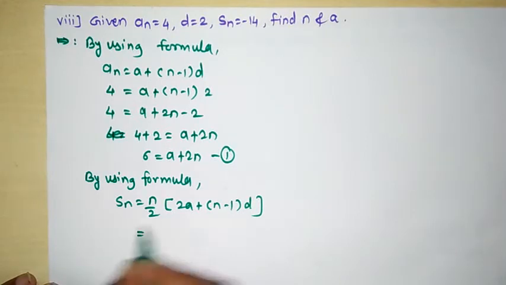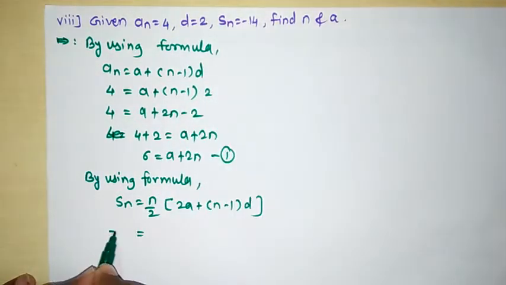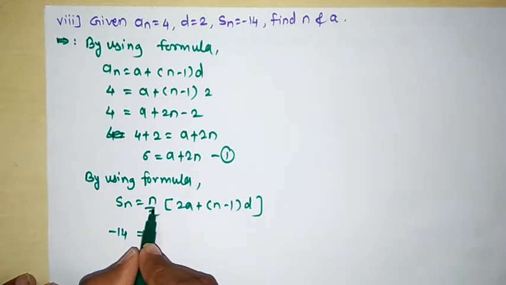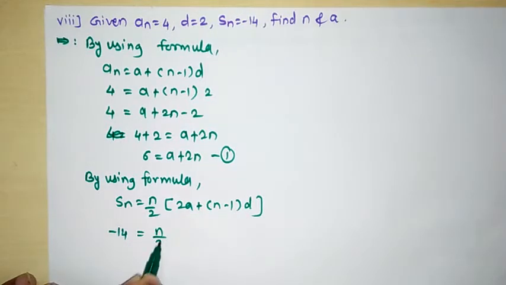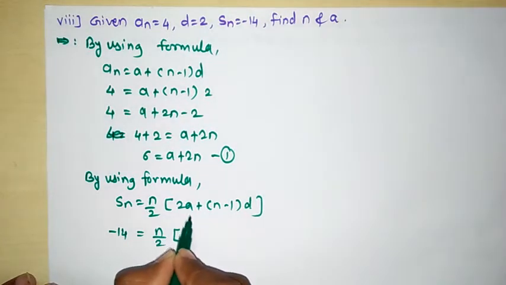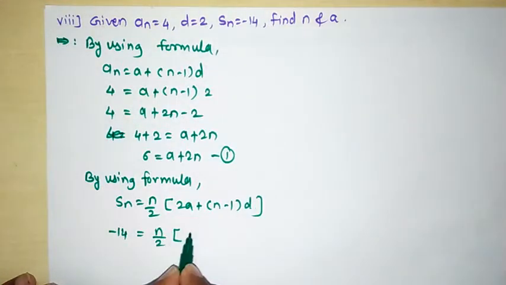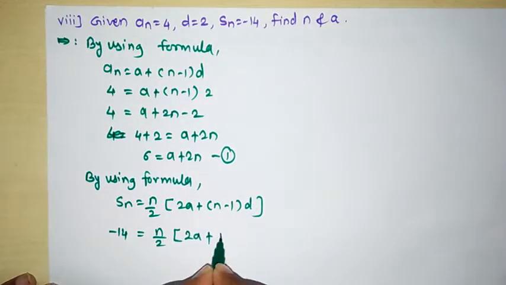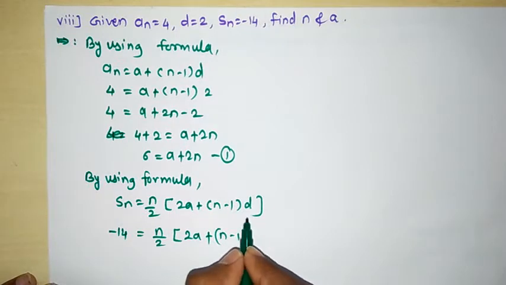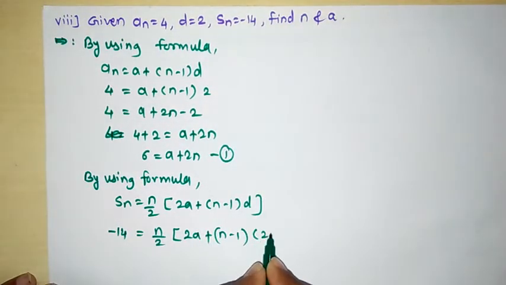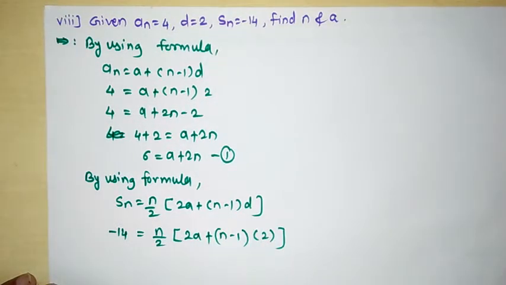What is the Sn? Sn is given as minus 14. Put here minus 14 into n. What is the n here? We don't know. Put as it is, n by 2. And 2a, what is the a here? A also we don't know. Put as it is, 2a plus n minus 1 into d. What is the d here? D here is 2. Put here 2 instead of d.